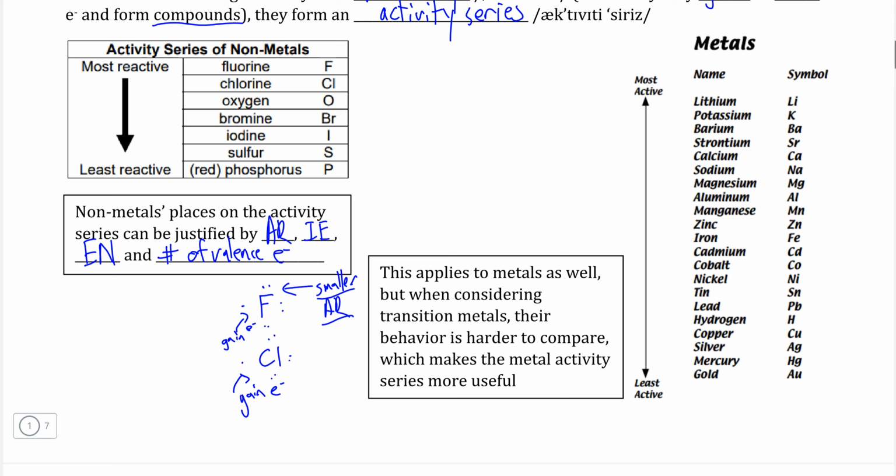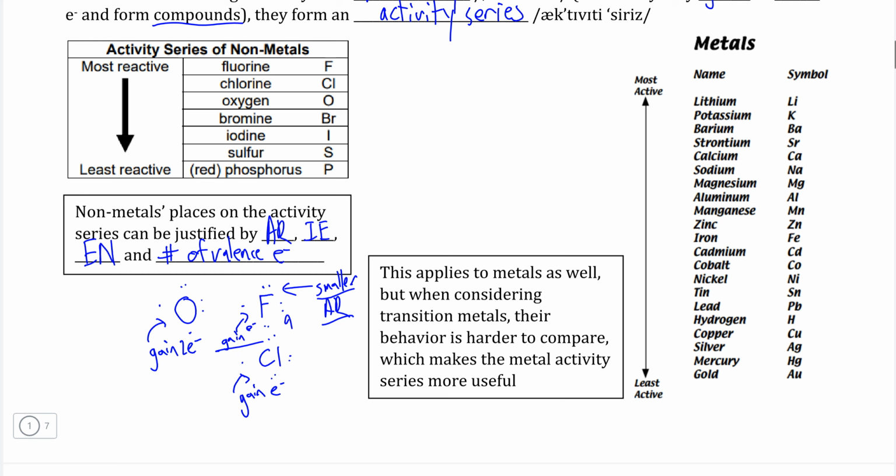If we compare fluorine to the third element in the nonmetal activity series, oxygen, the comparison is even more obvious, because oxygen, unlike the halogens, only has 6 valence electrons, which means that it needs to gain 2 electrons rather than just 1, meaning that fluorine is even better at gaining electrons than oxygen because it only needs to gain 1. If we look further, fluorine also has more protons than oxygen.